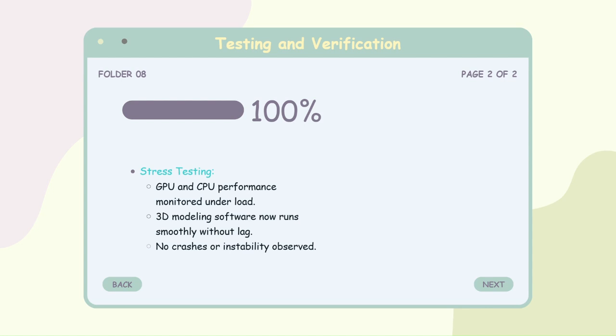Testing and verification. After all these solutions were implemented onto Steve's desktop, Steve's desktop was put to stress testing, which is GPU and CPU performance monitored under load. 3D modeling software now runs smoothly without any lagging. No crashes or instability were observed. So the issue is solved.